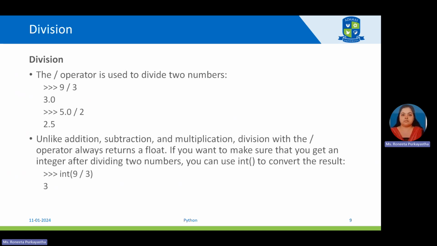Okay. So continuing our discussion, we have the division operator. Here it will be used to divide two numbers. We can see that although 9 and 3 are both integers, it is not generating an integer as the outcome, because division has slightly different rules compared to addition, subtraction, and multiplication. Here the outcome is always float. So 9 by 3 gives 3.0, and 5.0 by 2 gives 2.5.